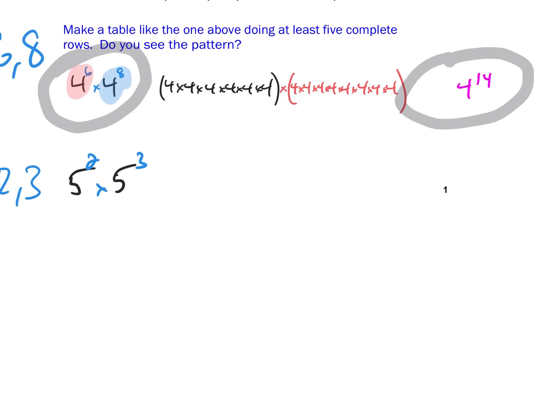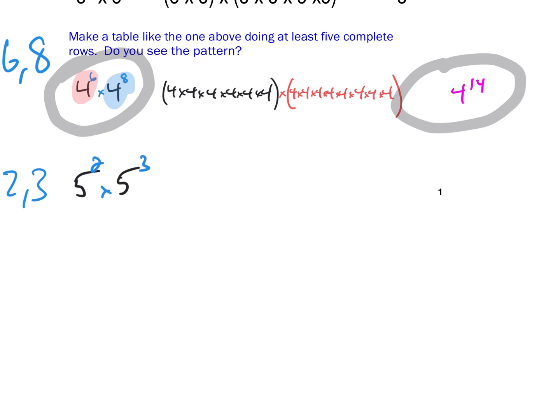Now, we're going to write out our first batch of 5s. How many 5s do we write out for the first batch? 2. Good, 5 times 5. How many 5s do we write out for the second batch? 3. 5 times 5 times 5. How many 5s are there all together, black and red? 5. So it's 5 to the exponent 5.